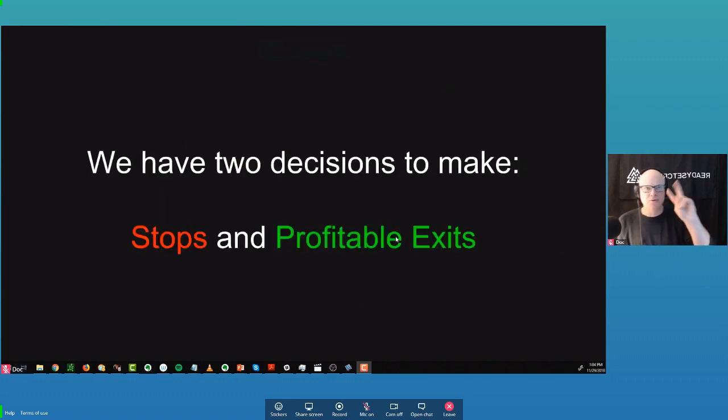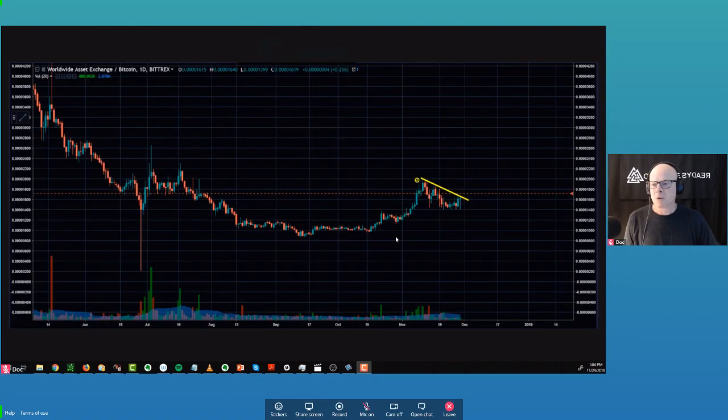So we have 2 decisions to make: stops and profitable exits. The price could go up to a profitable exit, or the price could go down and maybe we need to get out of it. So if you're looking at a setup like this and you say, okay, I see the price breaking out here, I need to define what my stop is, and I need to define what my target is. Now, how do you go about doing that?